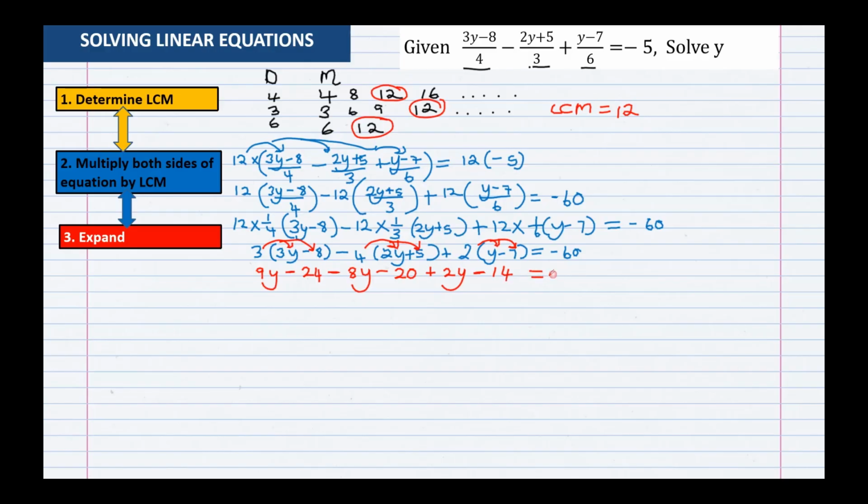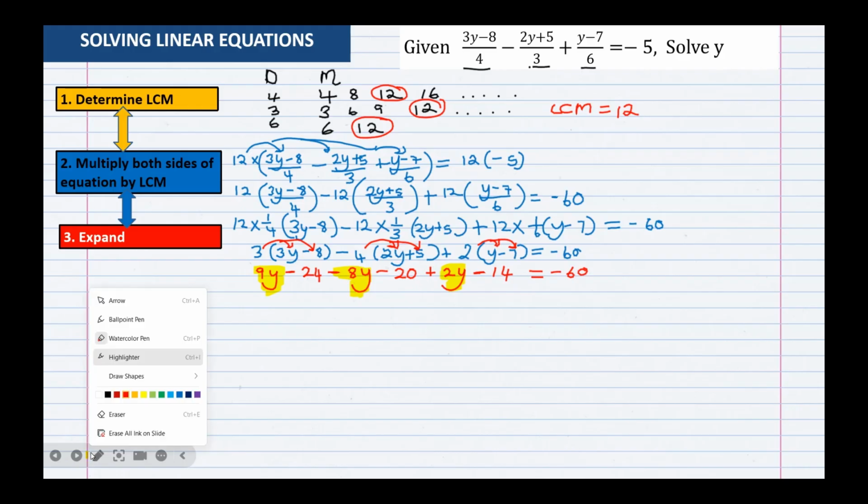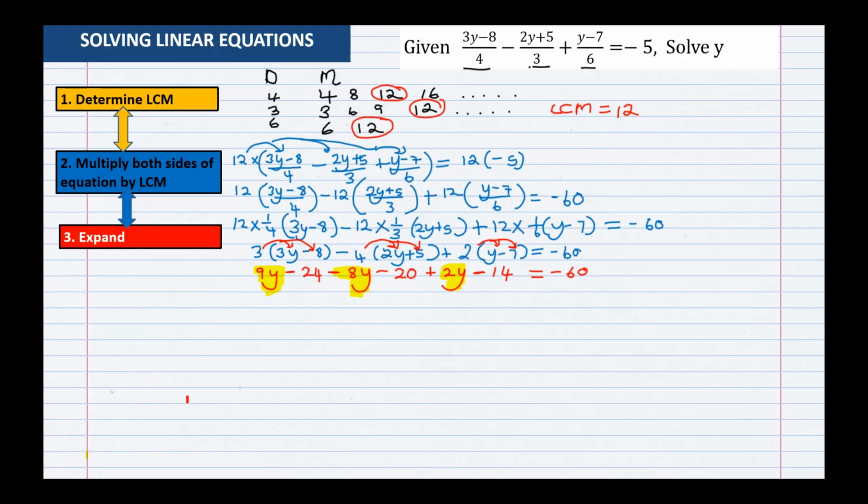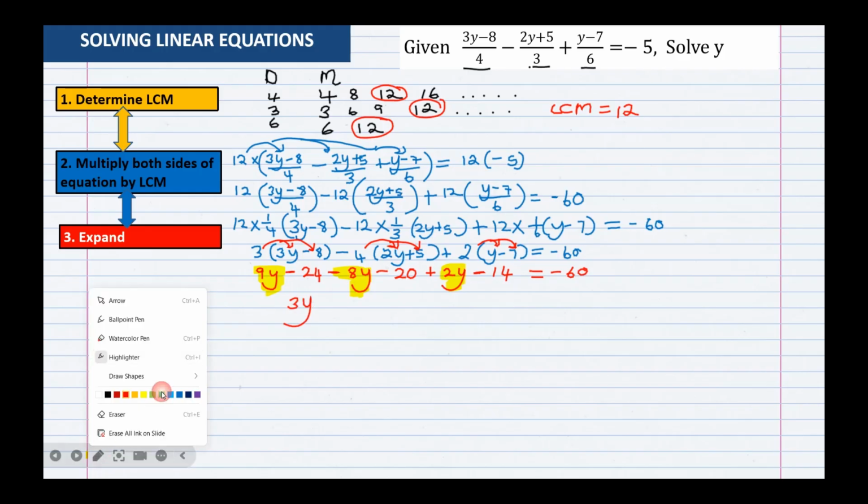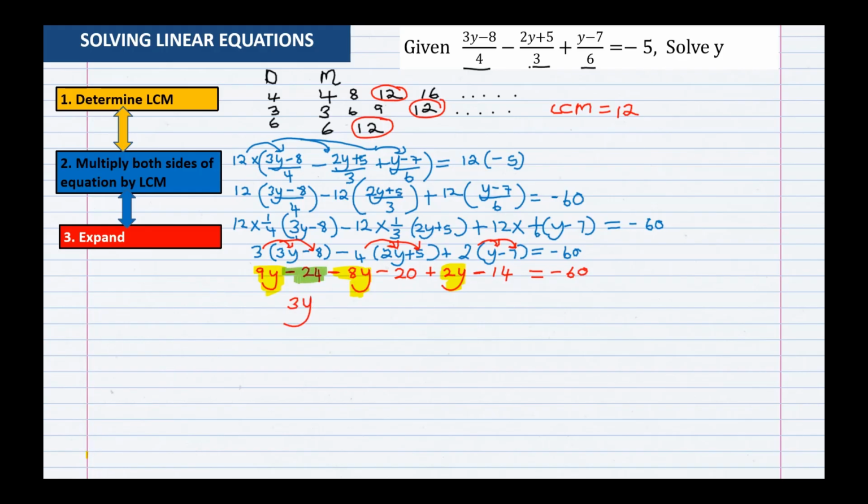So now we can gather our like terms. Here it's going to be 9y minus 8y plus 2y, and that's going to give me 3y. And now for our constants, we're going to have −24, −20, and −14, which gives −58. And that will just equal −60. So now we move on.